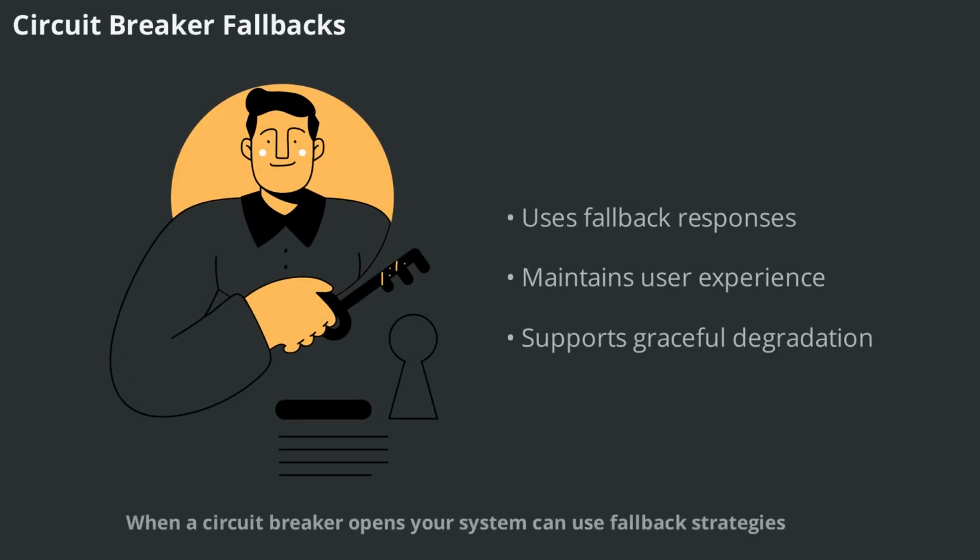When a circuit breaker opens, your system can use fallback strategies such as returning cached data or a default response. This ensures users still get a response even if it's not the latest data. Fallbacks help maintain user experience during partial outages and give your system time to recover.